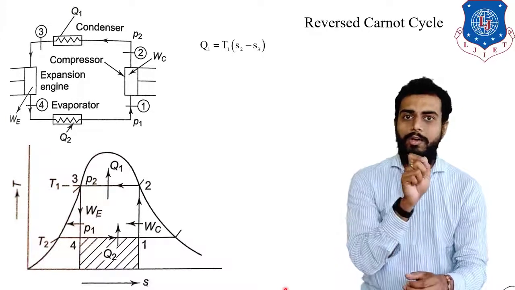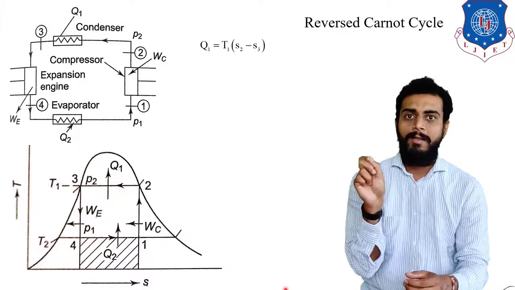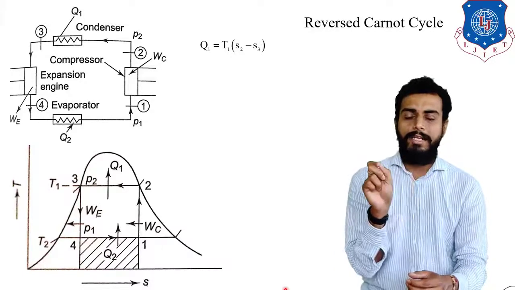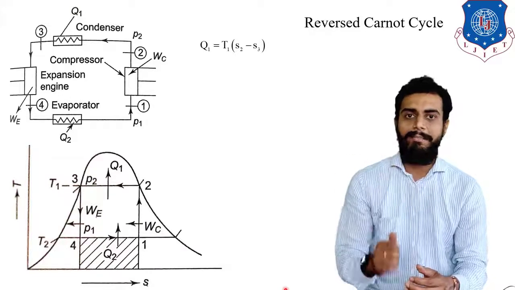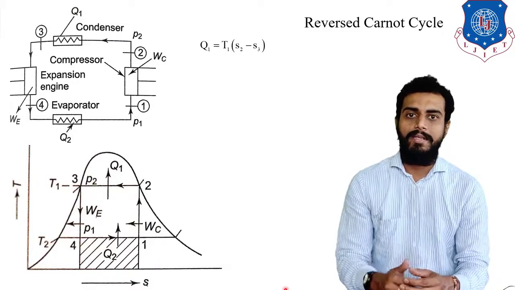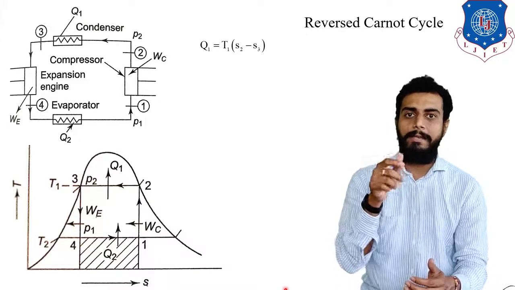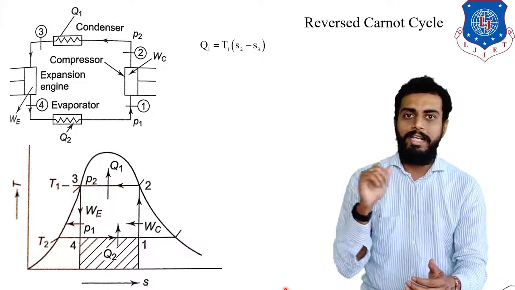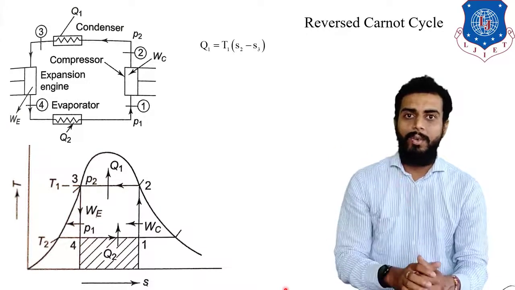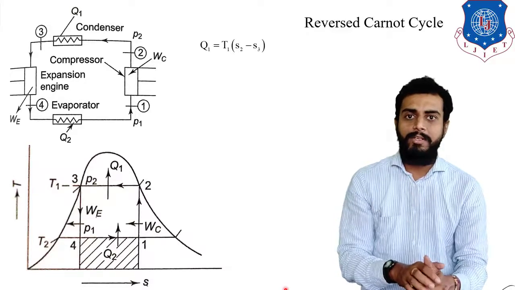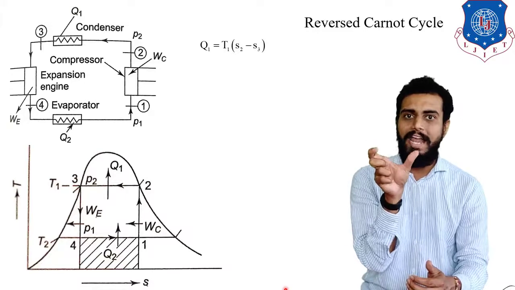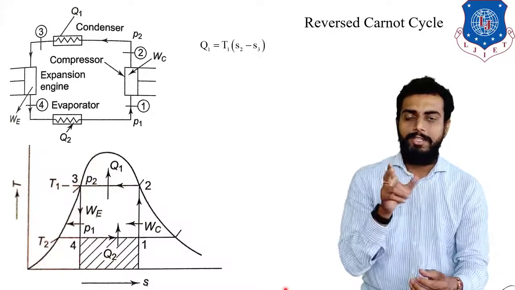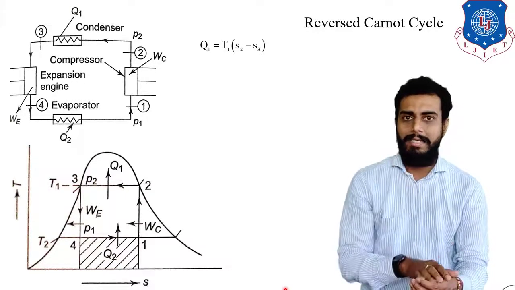Here you can observe that Q1 is transferred at constant temperature T1. Let us say T1 is the high temperature and T2 is the low temperature. So Q1 heat transfer is taking place at constant temperature T1, and I can write Q1 as T1 into the entropy difference. Corresponding to that heat transfer, the endpoints give an entropy difference of S2 minus S3.